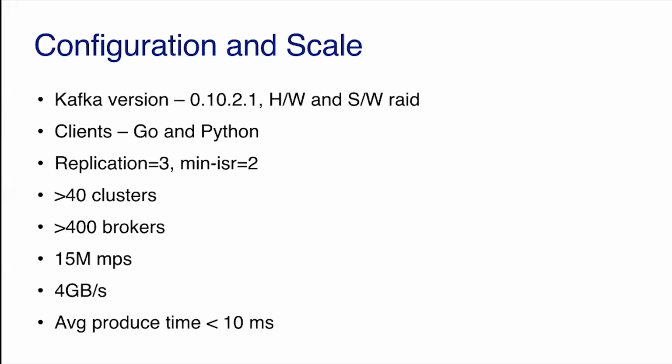So let's quickly look at the configuration and scale. Currently, we are at Kafka version 0.10.2.1. It's pretty old, I acknowledge that fact, but we are moving to 1.1 soon. We have a mix of hardware RAID and software RAID. The general configuration at a high level is replication of 3 and min ISR of 2. We use Go and Python clients.